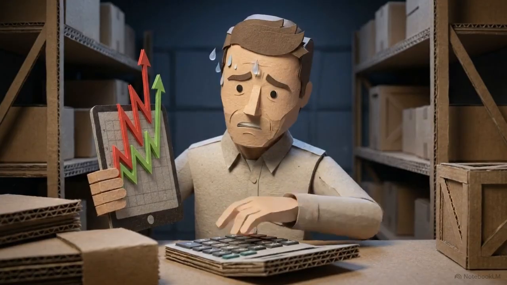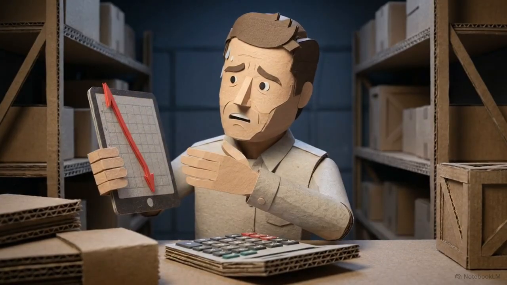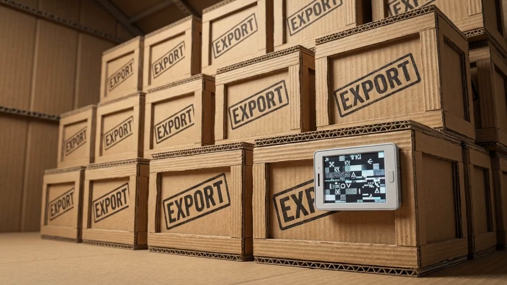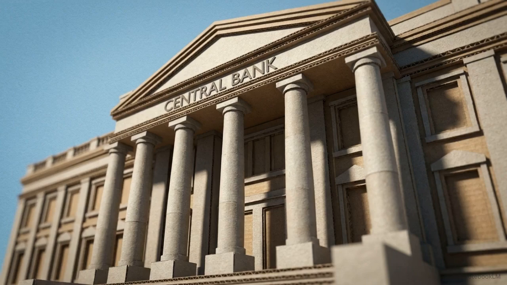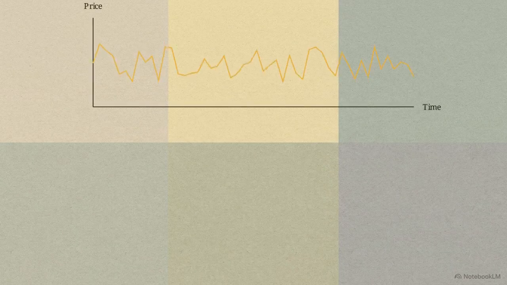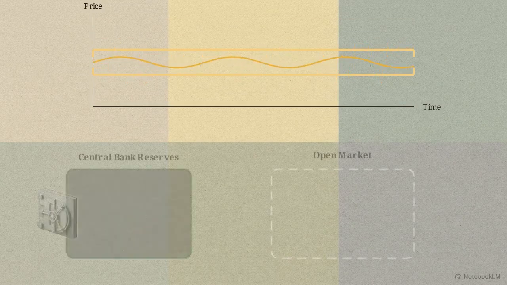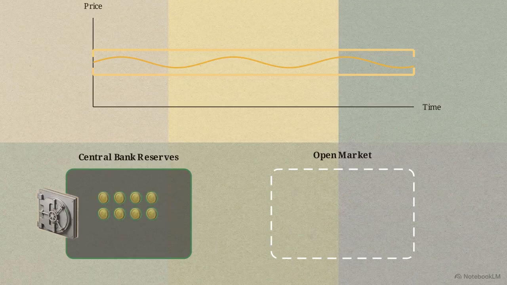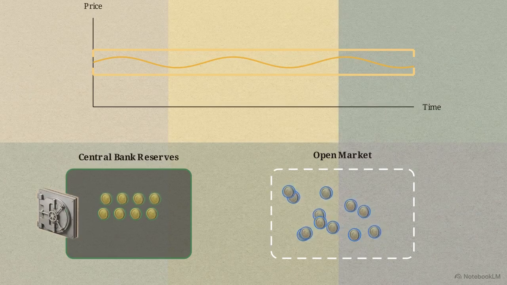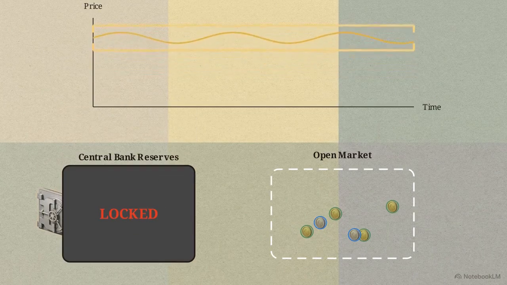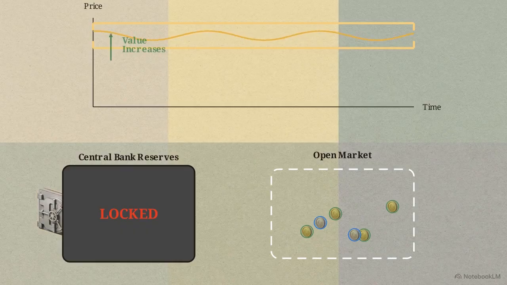When speculators cause a currency to wildly fluctuate, local businesses are left guessing. They can't accurately predict what it will cost to import raw materials tomorrow, or how much profit they'll actually make on the goods they export today. To prevent this chaos, governments and their central banks will step in, overriding the floating free market to create a managed exchange rate. The primary tool for this is the central bank's reserve of foreign currency. If their own money is losing too much value, the bank will spend its foreign reserves to buy up its own currency on the open market.